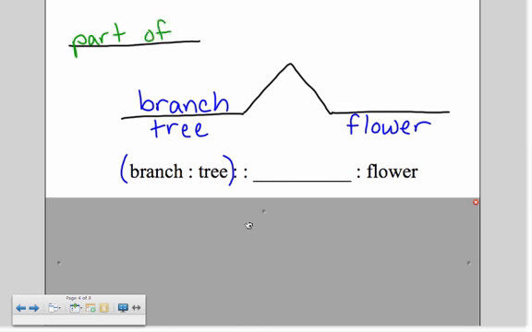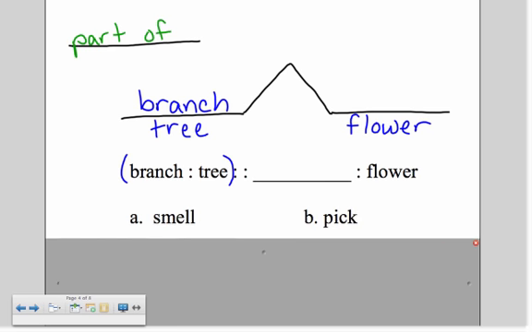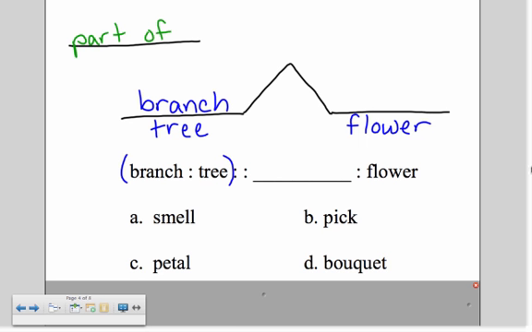So of course we're looking for what is a part of a flower. Here are our choices. Smell is part of a flower. No, that would be an action that you would do to a flower. Pick is part of a flower. No, same thing. That would be another action. Petal is part of a flower. Hey, that sounds pretty good. I'm going to double check though with that last choice. Bouquet is part of a flower.